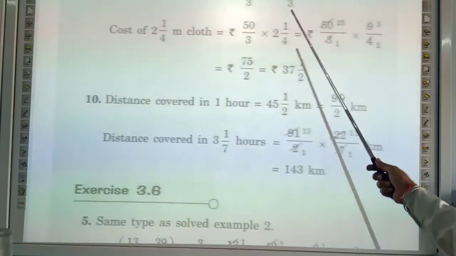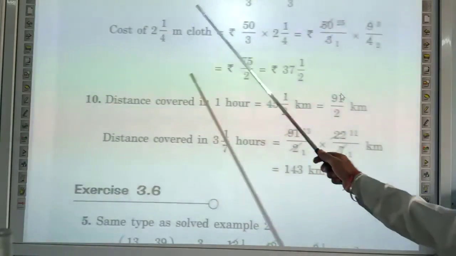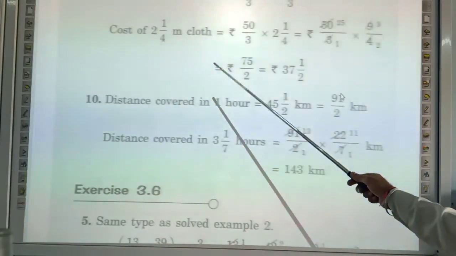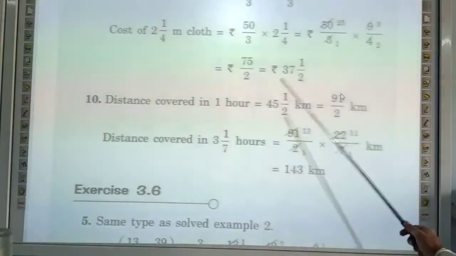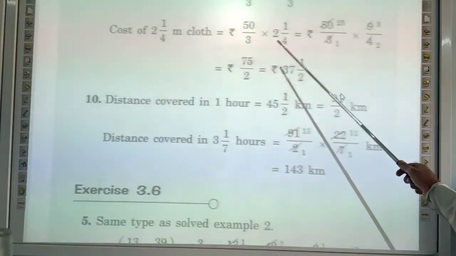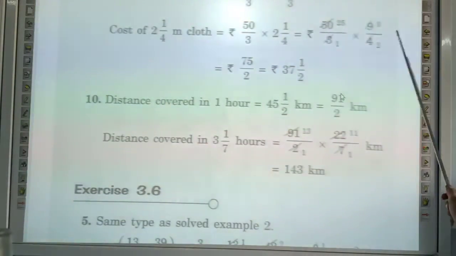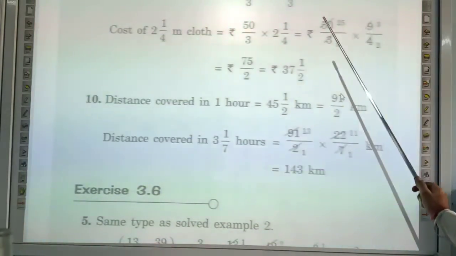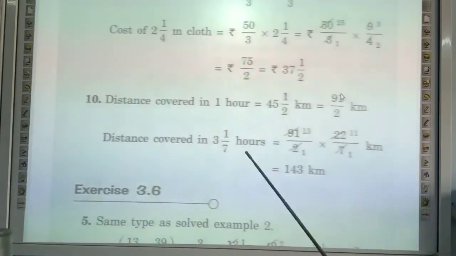Cost of 1 meter cloth is 62 upon 3 rupees, which is 50 upon 3. Cost of 1 upon 4 meter cloth, which we have to calculate. Then 50 upon 3 will be multiplied by 1 upon 4, the length of the cloth. And the length of the cloth in improper fraction will be 9 upon 4, 4 8s are 8 plus 1, 9. On cancelling, 3 3s are 9 and 2 25s are 50. 25 multiplied by 3 in the numerator part, which is 75, and 1 multiplied by 2 in the denominator part, which is 2.